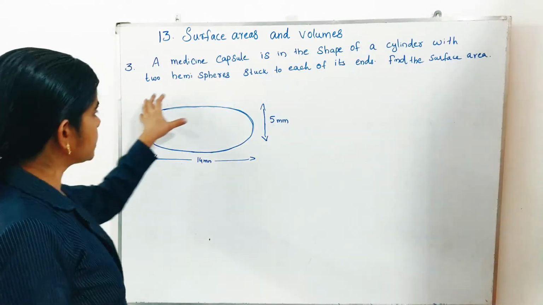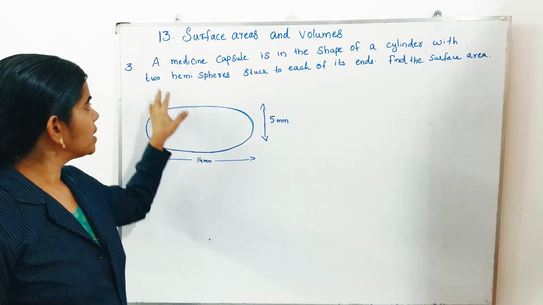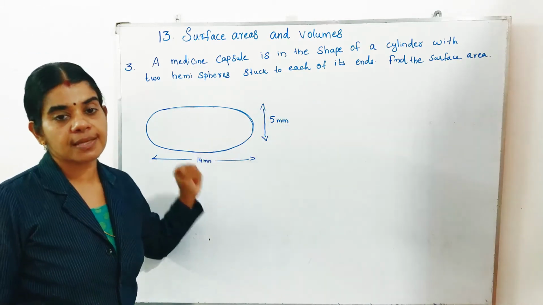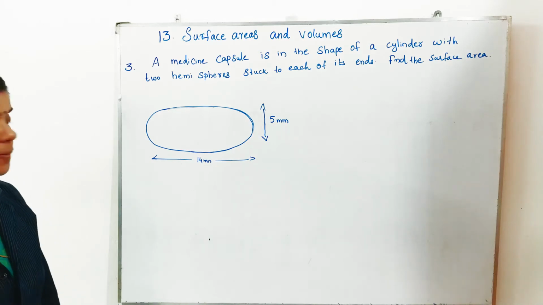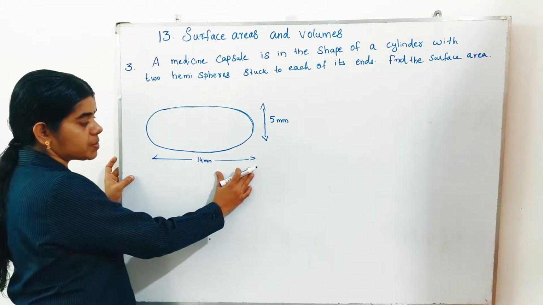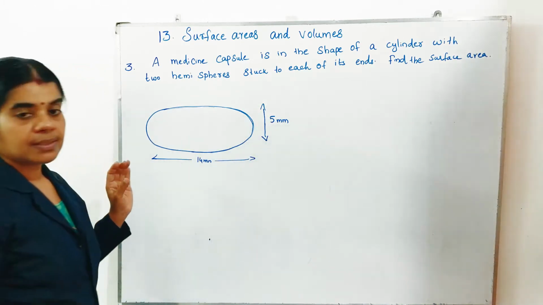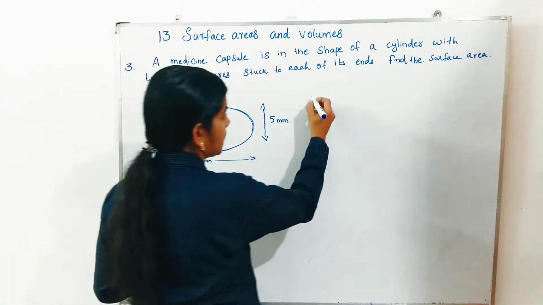Next question. A medicine capsule is in the shape of a cylinder with two hemispheres stuck to each of its ends. Find the surface area. This figure's total surface area you want to find out. Here, the total length of the capsule is given as 14 mm and the diameter of the capsule is given as 5 mm. You want to find the total surface area.